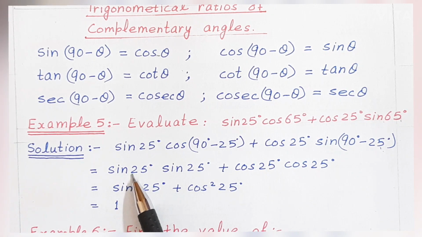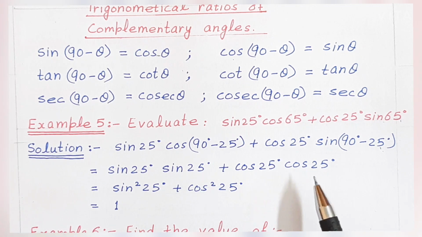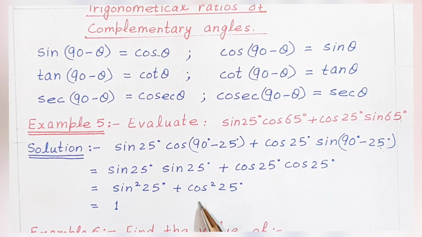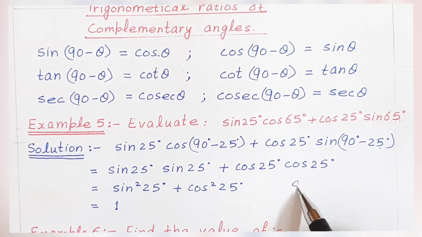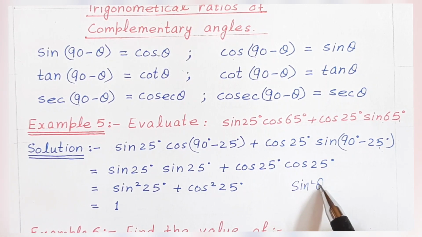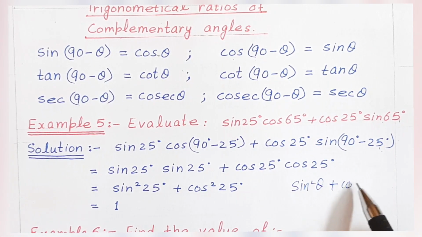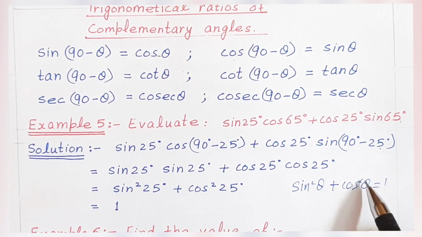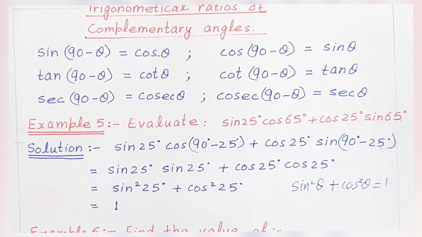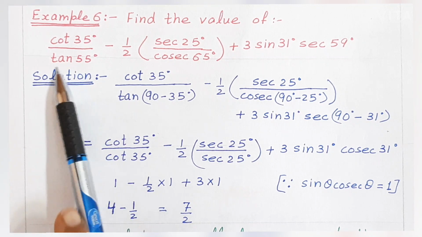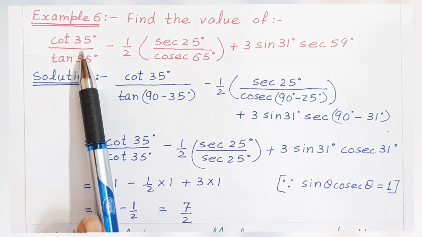Now, sin 25 into sin 25 is sin square 25 degree. Cos 25 into cos 25 is cos square 25 degree. Now, we know that sin square theta plus cos square theta is 1. So, that's why the answer is 1 here. Now, let us discuss the next example.